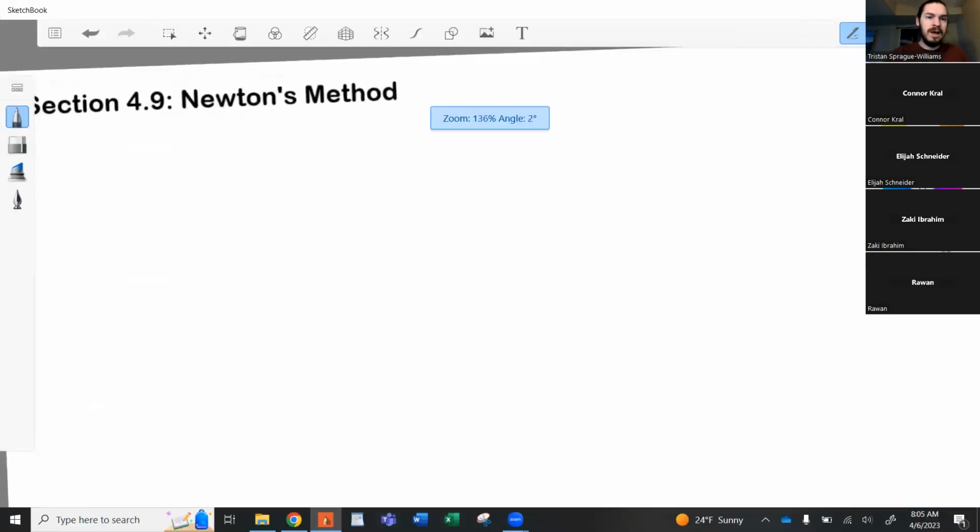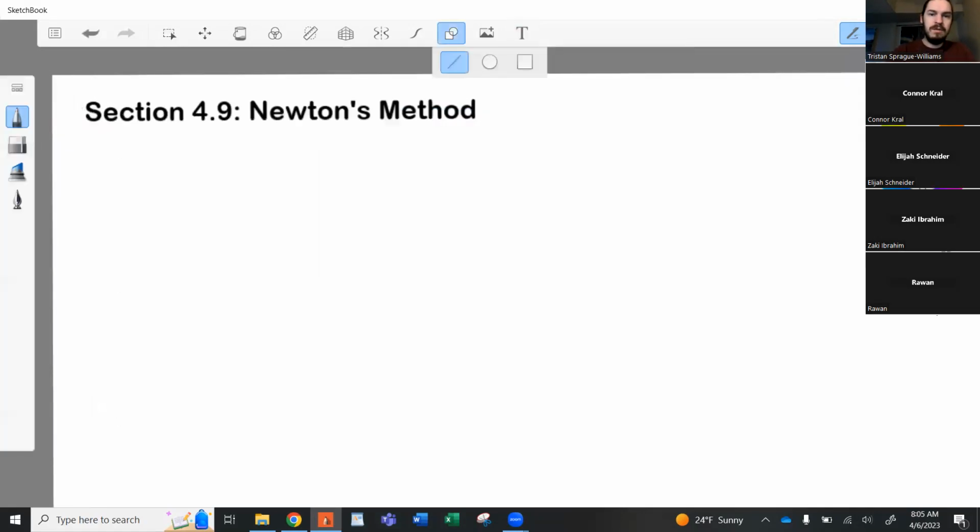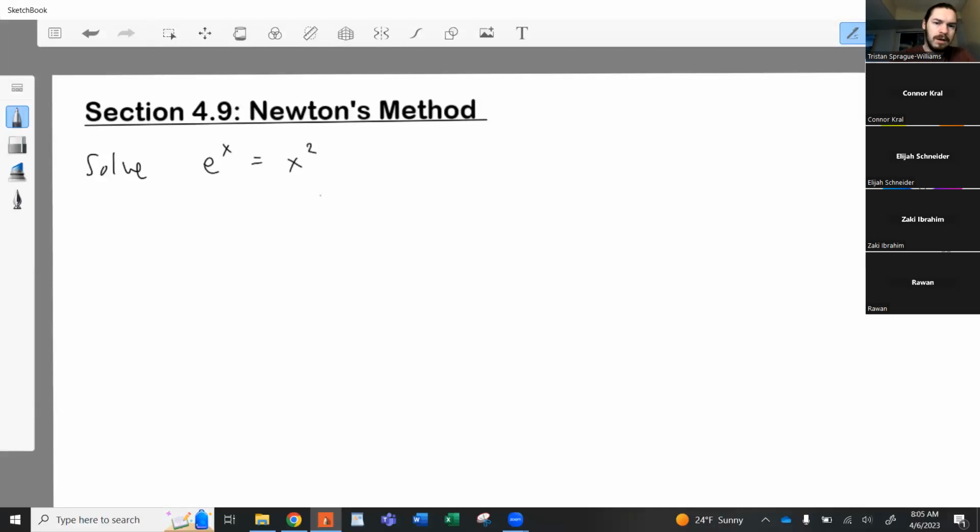All right, so Newton's method is what we call a numerical method for solving equations. Suppose you want to solve an equation. Suppose you want to solve an equation like, hey, where does e to the x equal x squared?